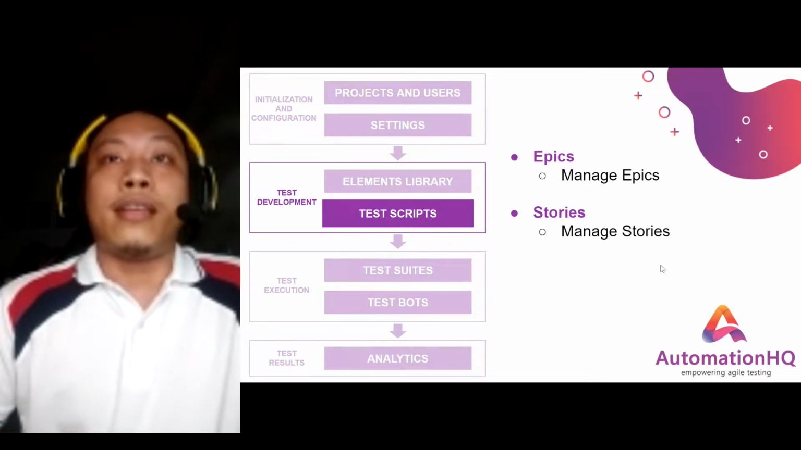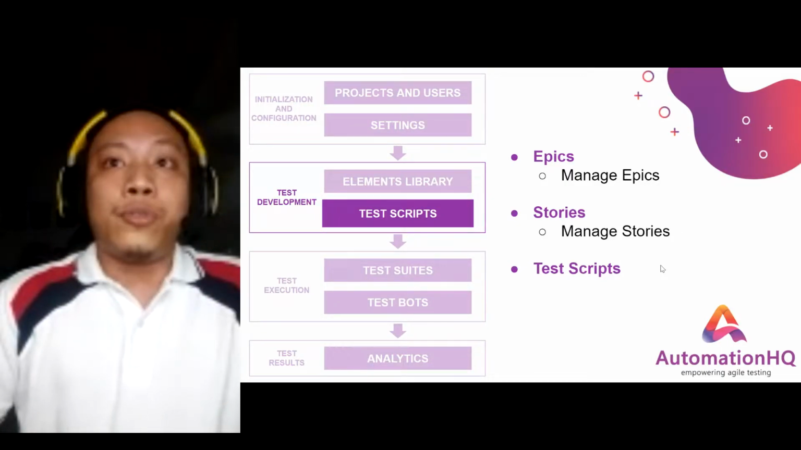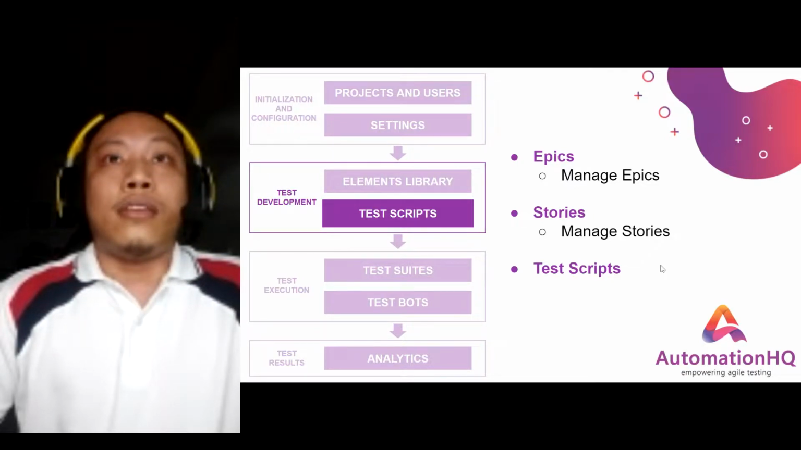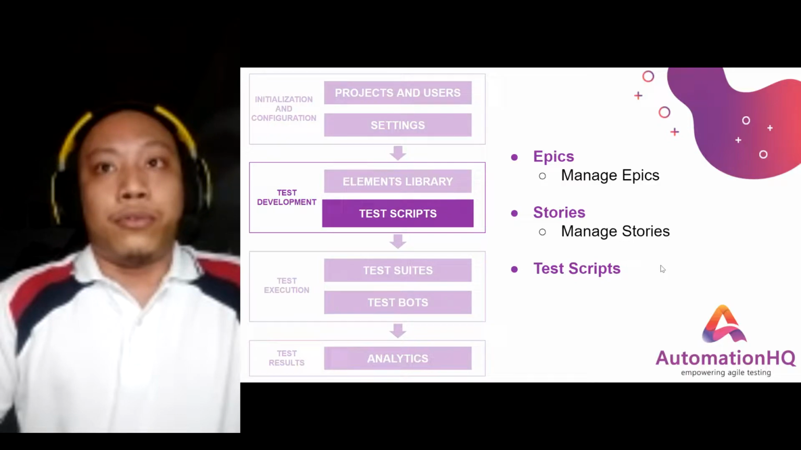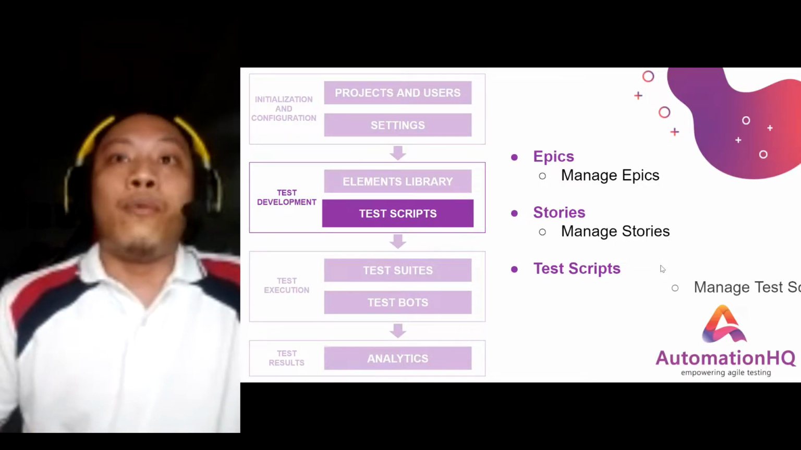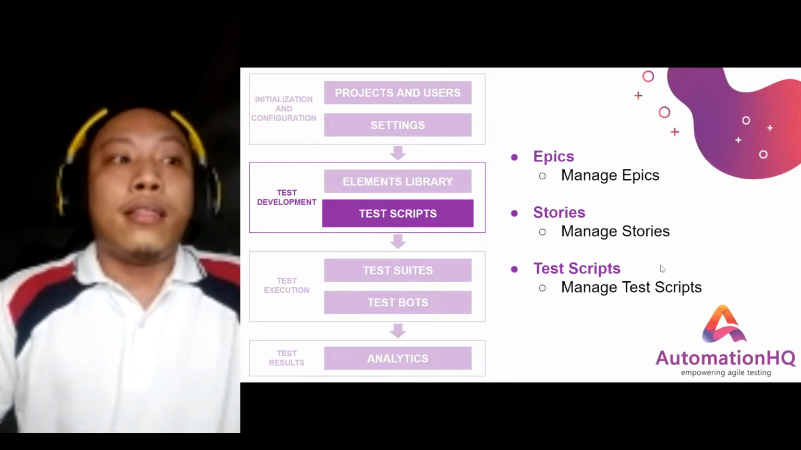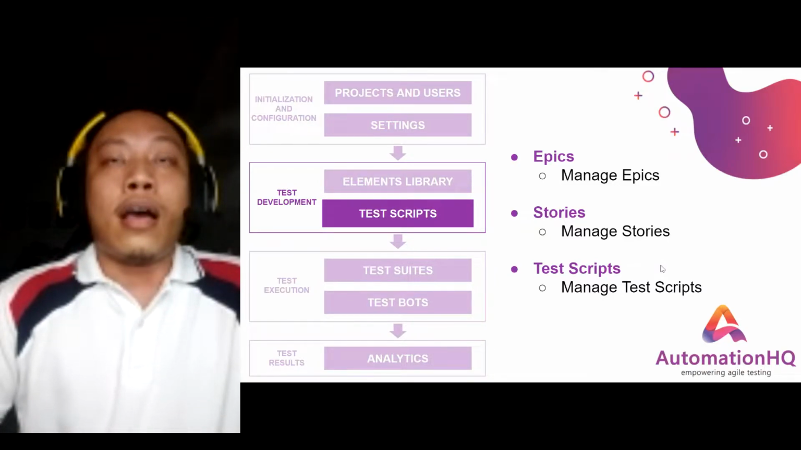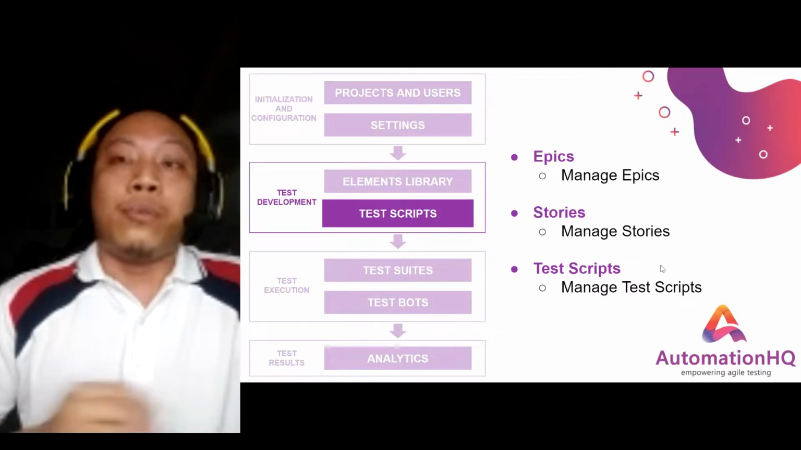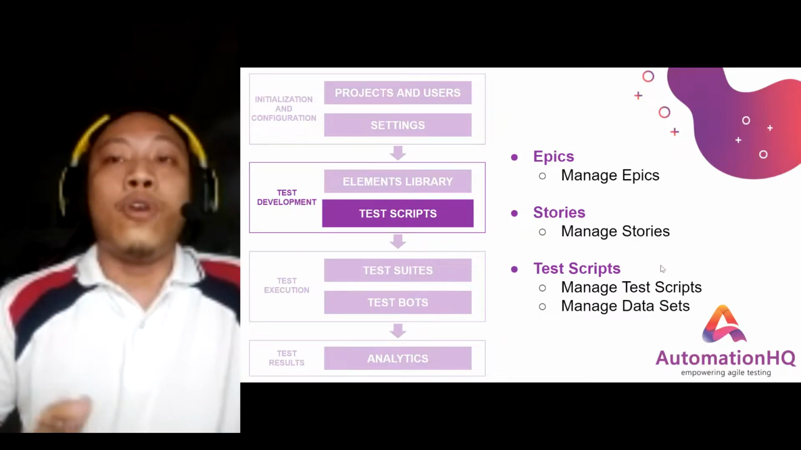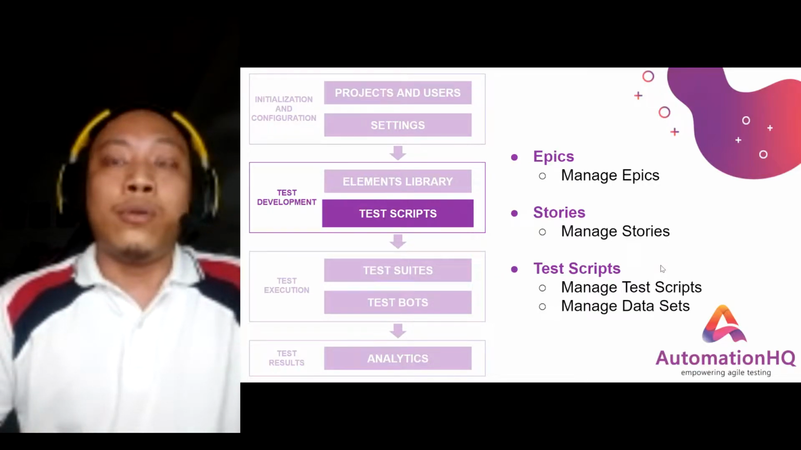And then for the exciting part, after the stories, we have the test scripts. So the test scripts are basically the conversion from the test cases into automation scripts or test scripts. So we would manage those test scripts within here, and we would set the test steps and configure those steps on which the automation execution would perform. And then we can also manage the data sets within those test scripts if you wanted to do data-driven testing as well.